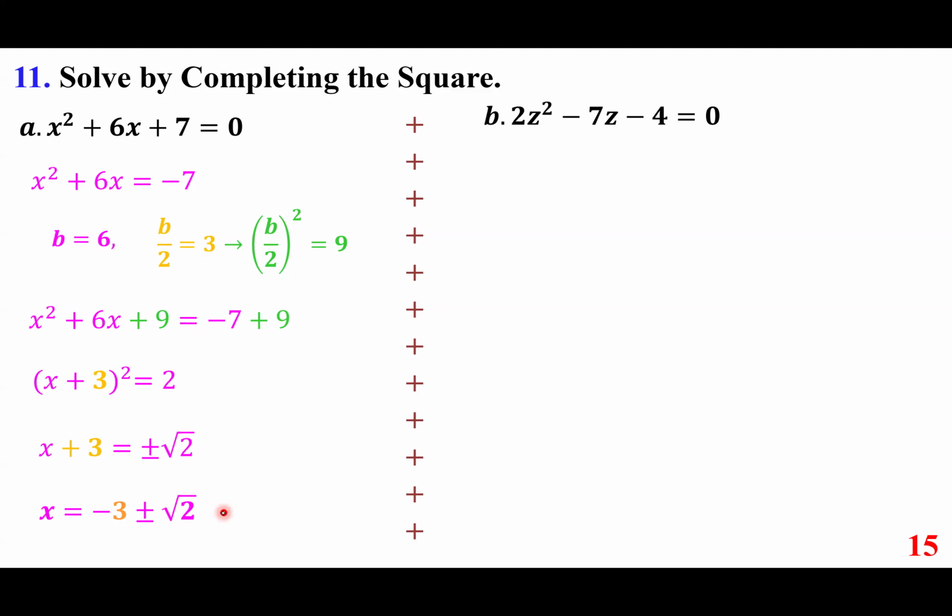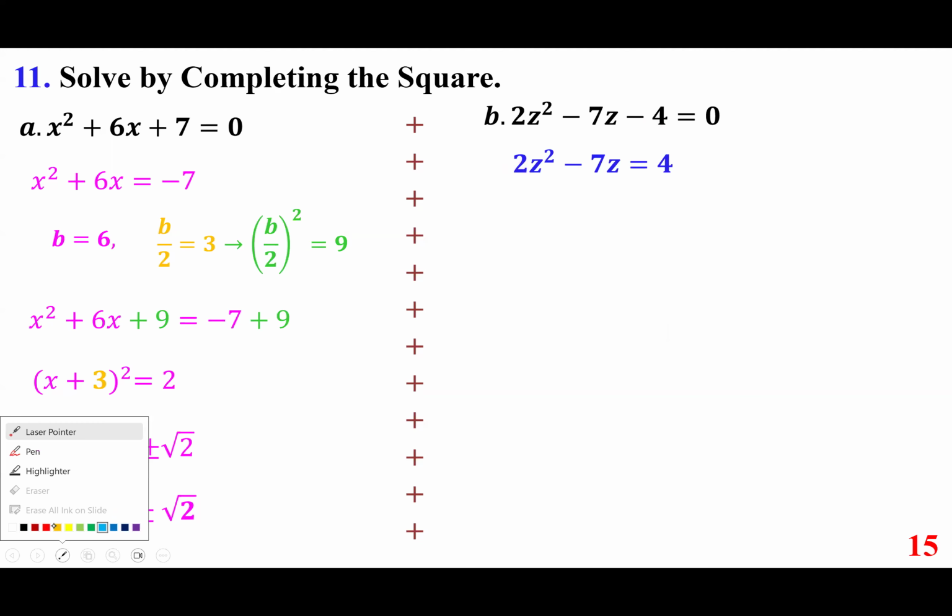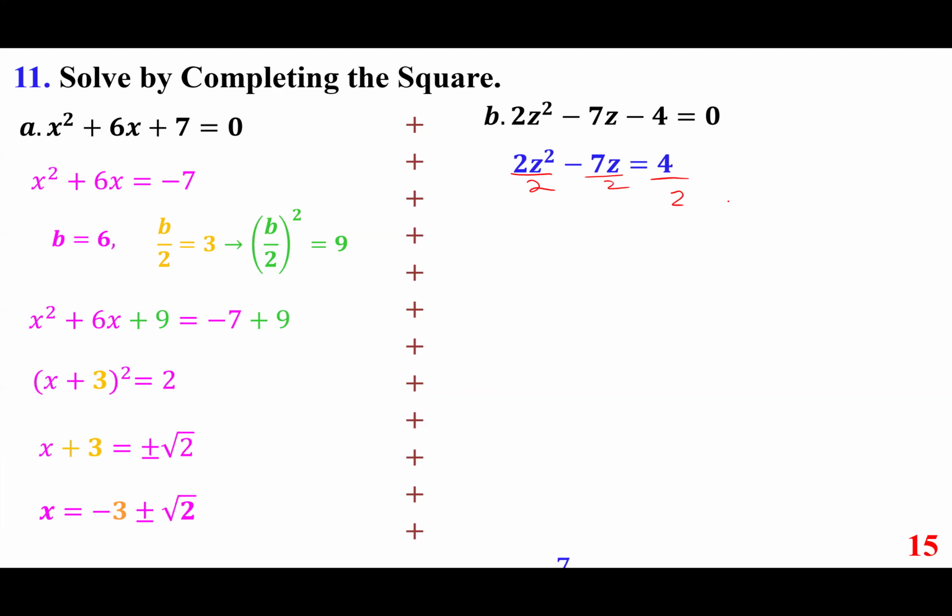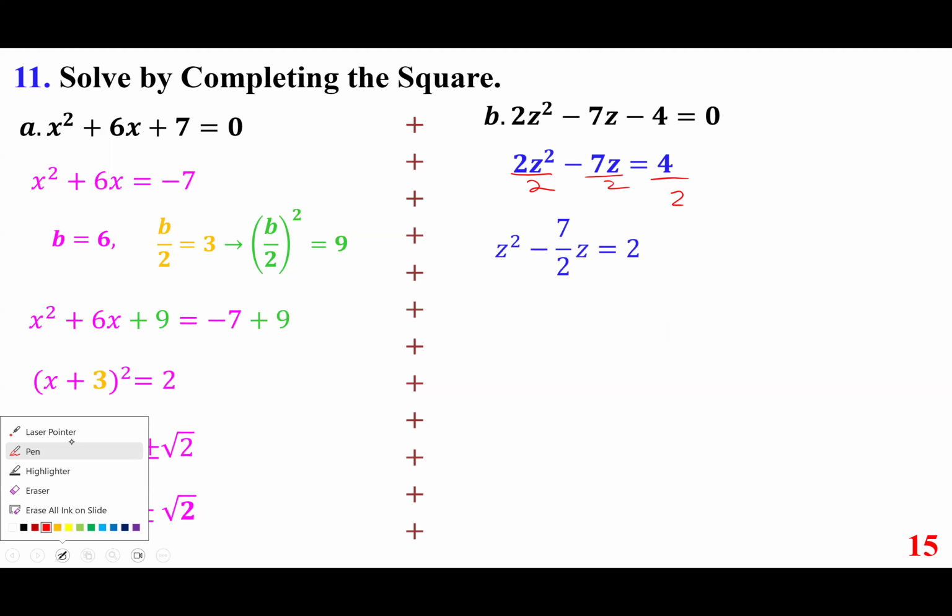Let's look at one more example, and we need to do two things. Number one, we have to move negative 4, which becomes positive. Number two, the coefficient has to be 1 for us to work with it. So we're going to divide everything by the coefficient of z squared. That means 2. So now we are in good shape.